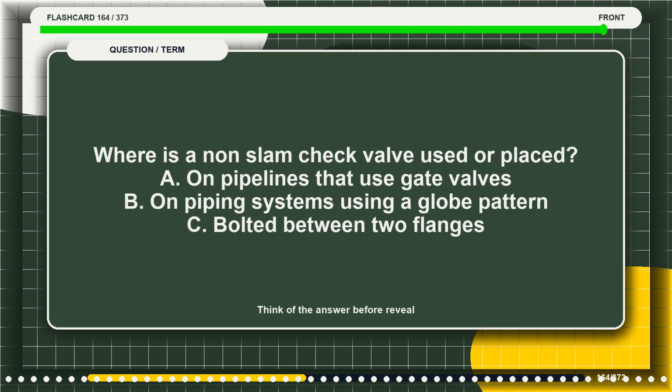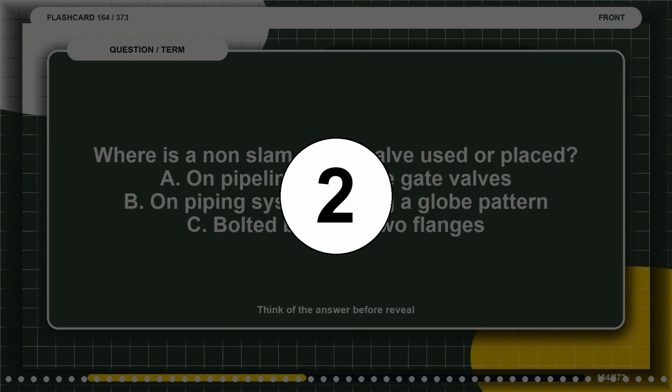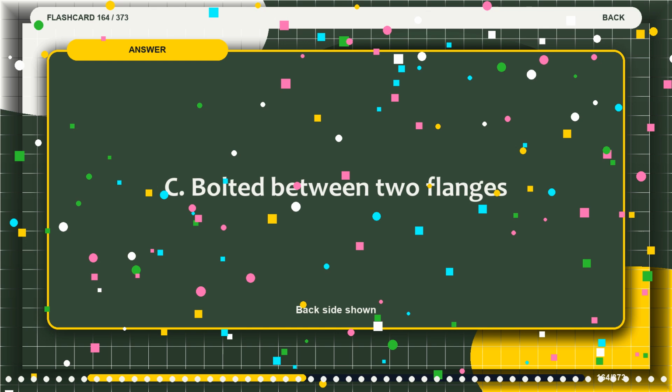Flashcard 164. Where is a non-slam check valve used or placed? A. On pipelines that use gate valves. B. On piping systems using a globe pattern. C. Bolted between two flanges. Think of the answer before the reveal. The answer is C. Bolted between two flanges.